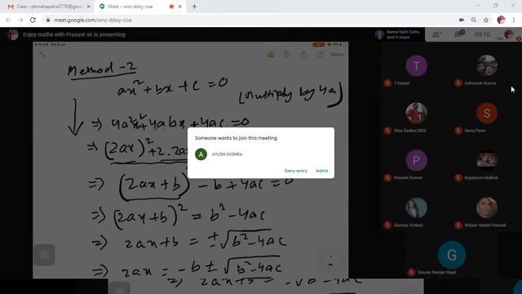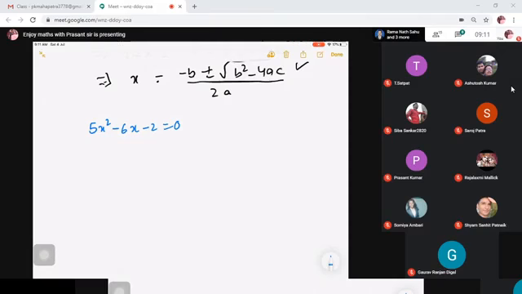Let us take one equation, 5x squared minus 6x minus 2 equal to 0. Now, we shall try to solve this equation by completing the square. Here, we have a equal to 5. That means if a is 5, we want to multiply by 4a, that is 20. So, we shall multiply the whole equation by 20.